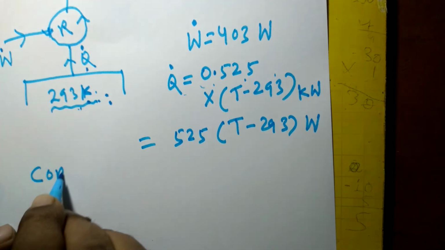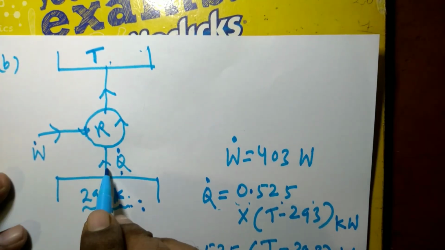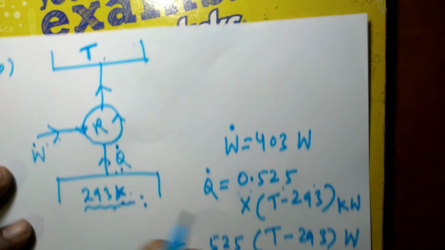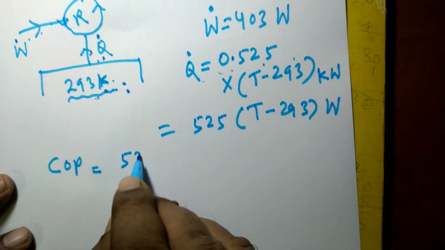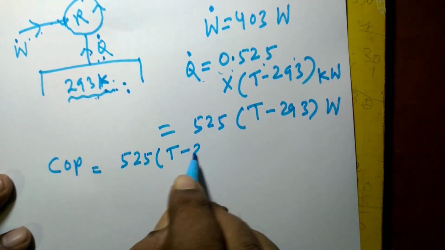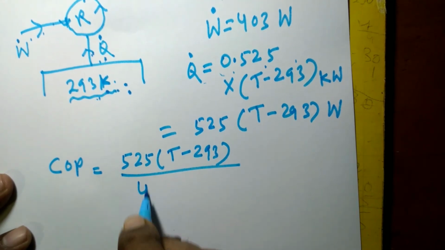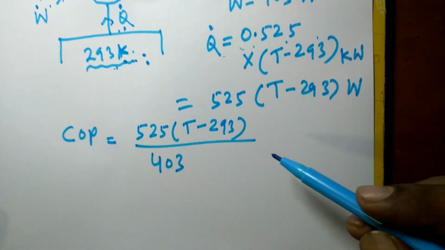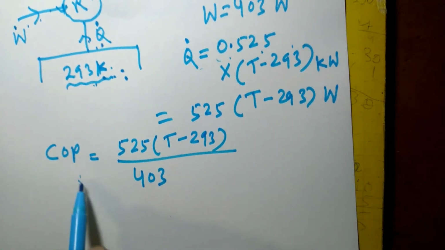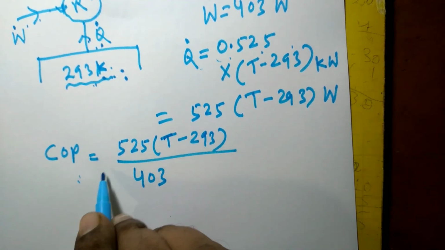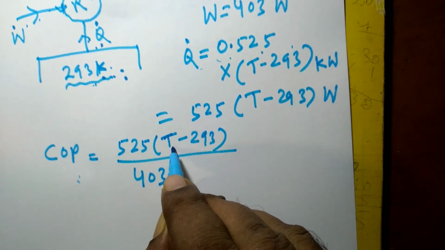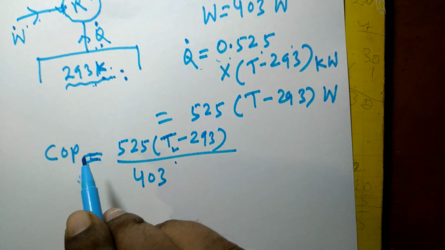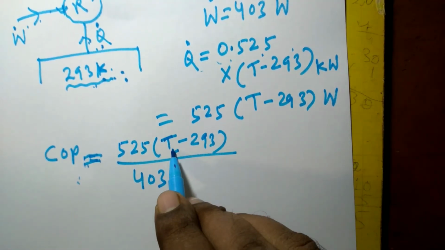So now COP, you see, COP of a refrigerator is the desired effect by work input. Whatever heat is removed divided by work input, that is Q dot by W dot, and that is 525 multiplied by T minus 293 divided by 403. You see, in the question it is asked what can be the maximum outer temperature. From this expression what I can conclude is COP is maximum when T is maximum, because all other things are constant. So COP of this particular refrigerator is maximum when T is maximum.